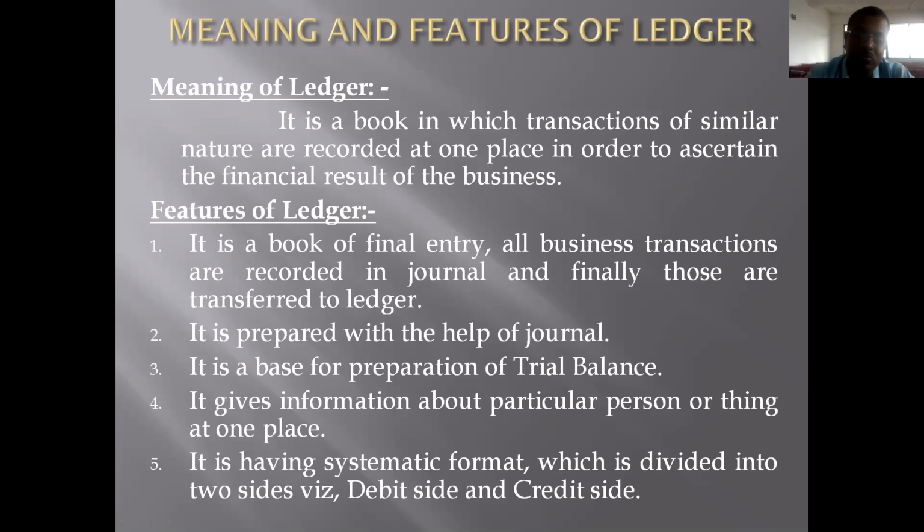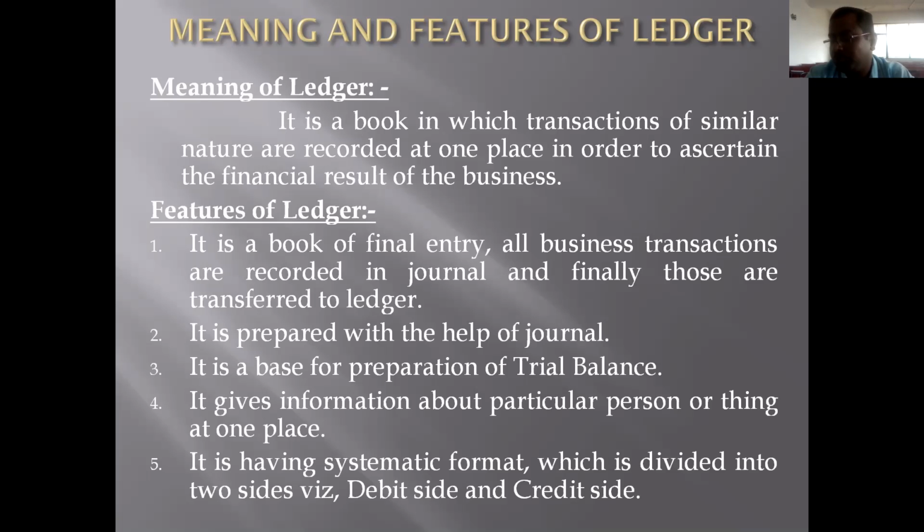That particular book is called what? It is called ledger. Ledger is nothing but account. Understood? So here ledger is a book in which we are going to have n number of accounts called ledger accounts. For example, sales account in which we record all the sales, and cash account in which we record all cash receipts and cash payments. Purchases account in which we record all purchases made by the company. So ledger is a book in which transactions of similar nature are recorded at one place in order to ascertain the financial status or result of the business. That book is known as ledger.